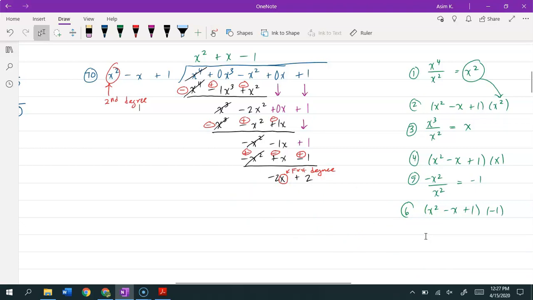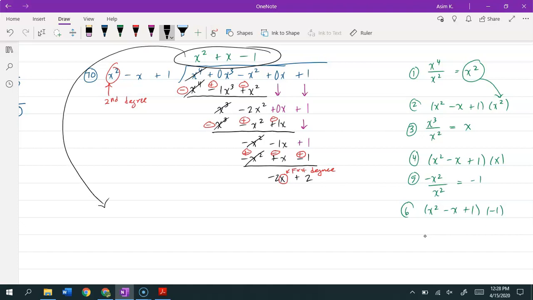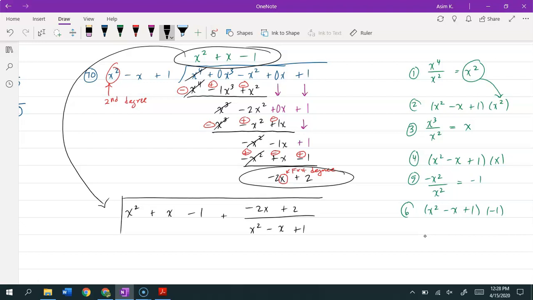So let's go ahead and write out the final answer. Remember, it all starts off with this. That is our biggest result. So you start off with x squared plus x minus 1. And now let's talk about the remainder. The remainder is negative 2x plus 2, and it's divided by the divisor, which is x squared minus x plus 1. So that right there is the final answer.